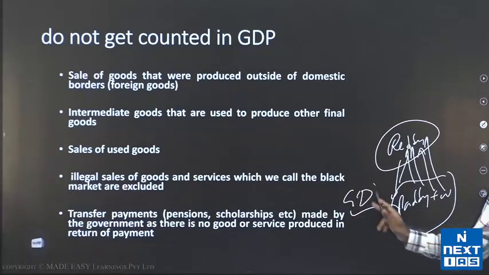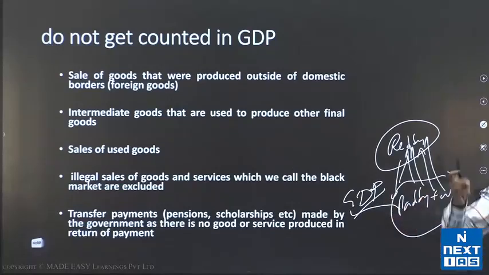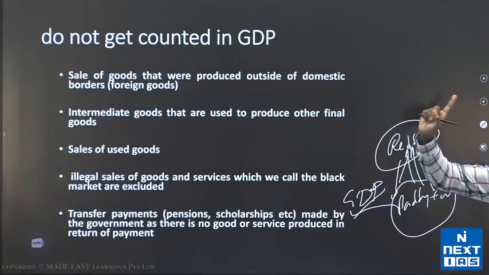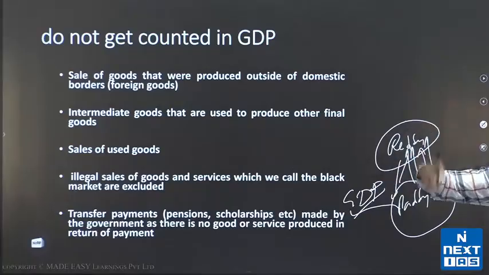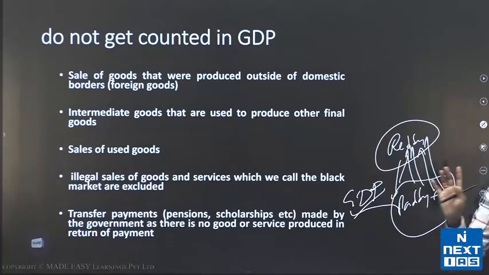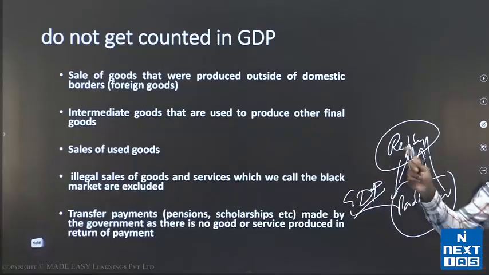Why is it added? Land, labor, capital. See, always focus on the base. What is the base? Factor income. Factor means land, labor, capital, entrepreneurship should be involved. So that is added to GDP.